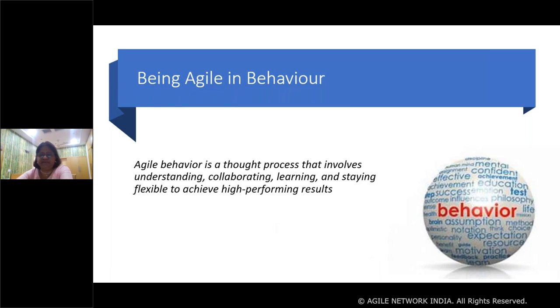Being agile in behavior was the crux of the solution that we had to implement. Agile behavior is a thought process that involves understanding, collaborating, learning, and staying flexible to achieve high performance results. Everyone had to work with ownership. We had to give the team the ownership.